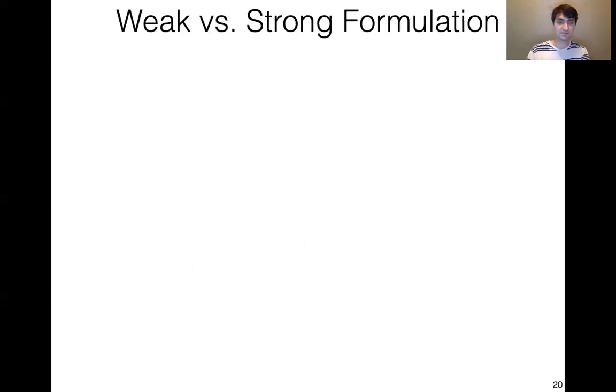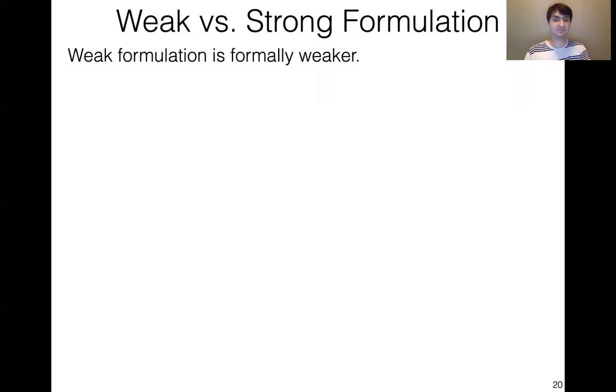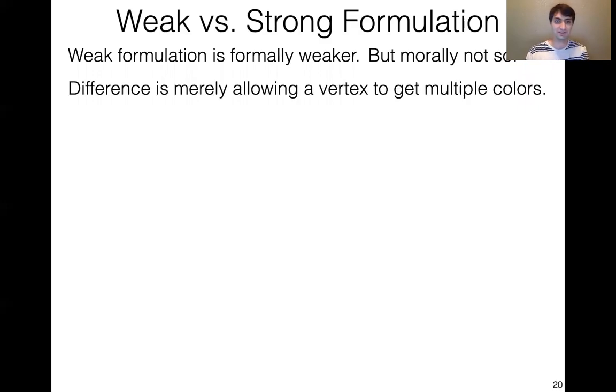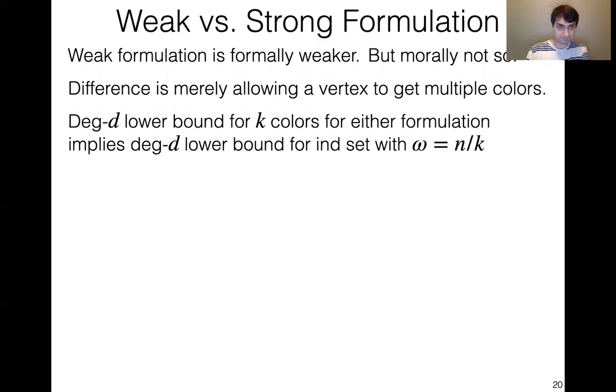So finally, I just want to end by discussing the weak versus strong formulation. The weak formulation, as the name suggests, is formally weaker. But morally, it doesn't feel that much weaker, because the difference is that you're merely allowing a vertex to get multiple colors, and how can this really change things? And an important point to notice is that the degree D lower bound for k colors for either formulation gives a lower bound for independent set. So really the weak formulation itself can't be that weak, because at the very least it's implying independent set lower bounds for sum of squares, which themselves are very non-trivial.